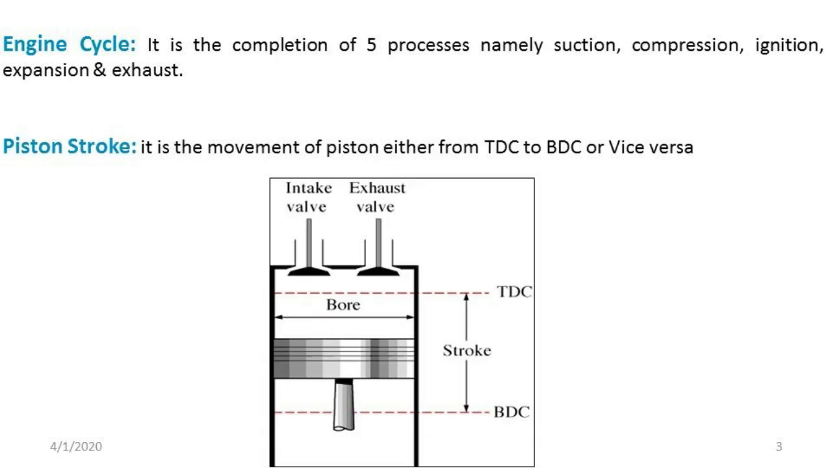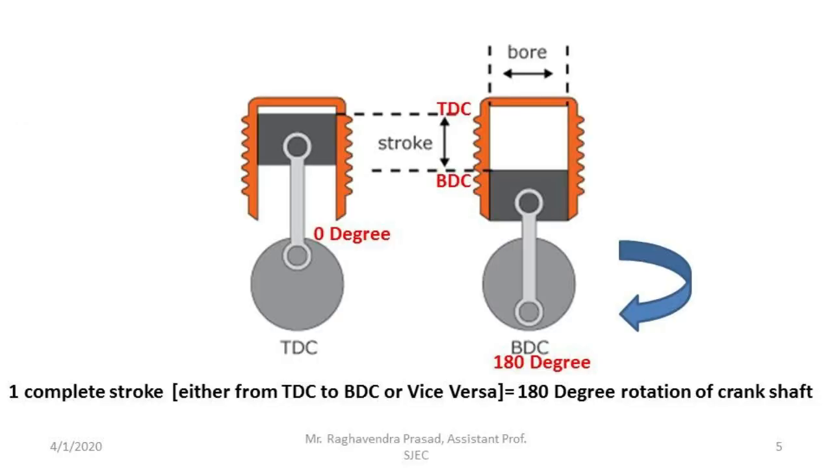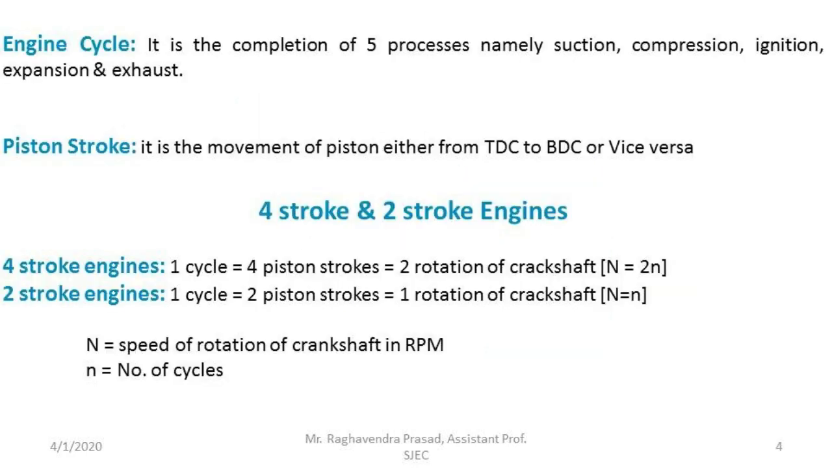Piston stroke is another important thing to be concentrated on, which is the movement of the piston either from top dead center to the bottom dead center or vice versa. One stroke movement of the piston is equal to 180 degree rotation of the crankshaft. If the engine is a 4-stroke engine, that means there are totally 4 strokes present. Then 4 into 180 degrees is equal to 720 degrees, that is 2 complete rotations of the crankshaft.